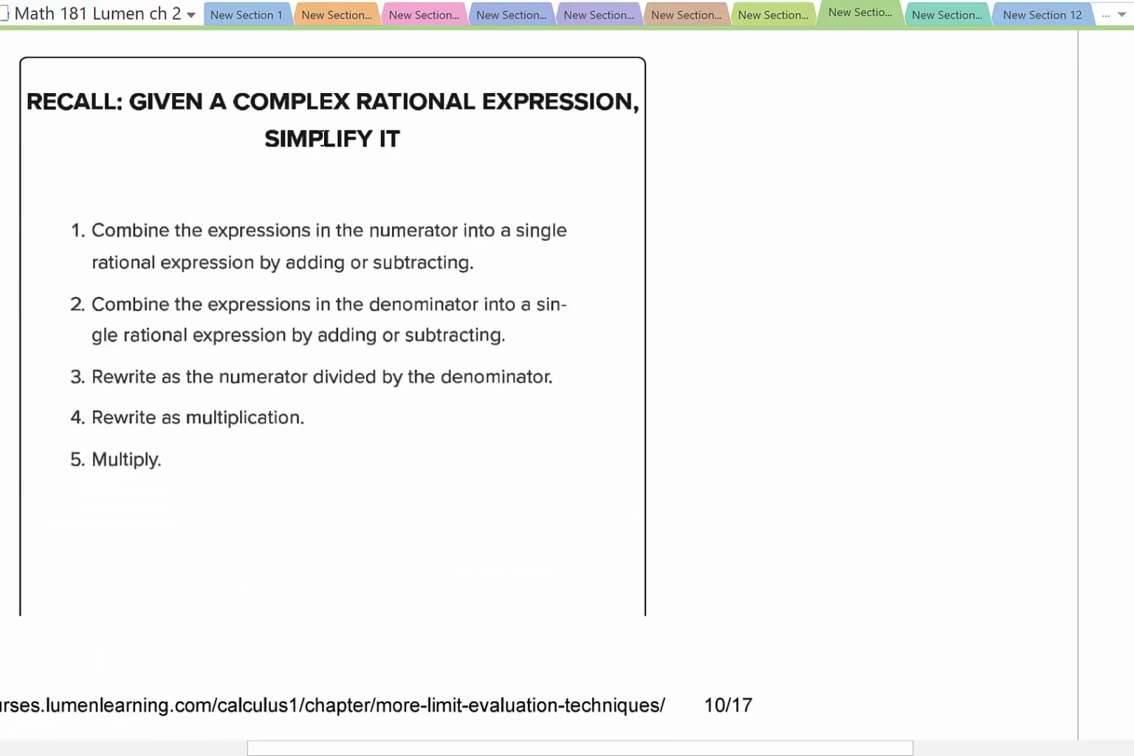Recall, given a complex rational expression, simplify it. So we'll combine the expressions in the numerator into a single rational expression by adding or subtracting. Combine the expressions in the denominator into a single rational expression by adding or subtracting. Rewrite as the numerator divided by the denominator. Rewrite it as multiplication and multiply. Isn't it interesting? All these skills we learned in algebra and pre-calculus are coming to be of great use now. Yes, it is.